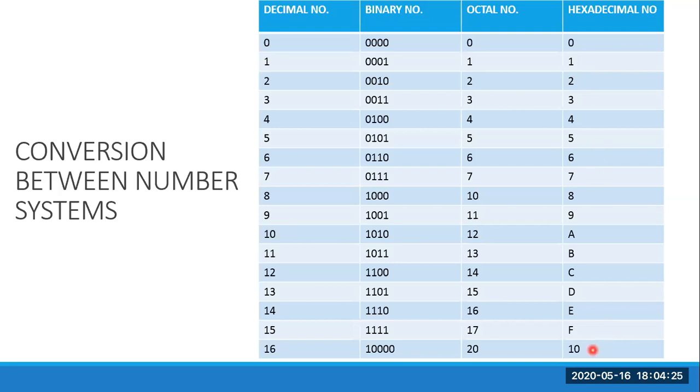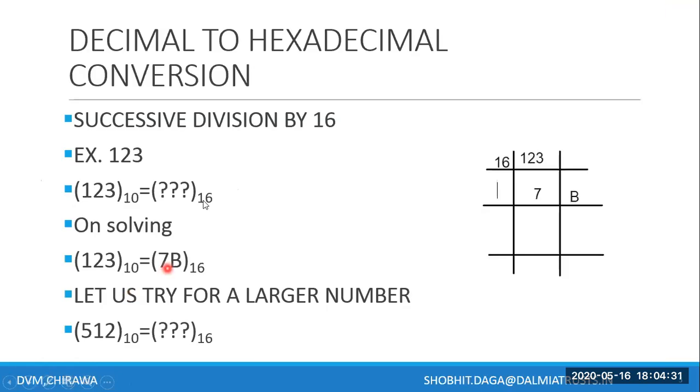Let us look at our conversion. We'll first look at the decimal to hexadecimal conversion. This can be easily done by successively dividing the decimal number that needs to be converted into hexadecimal by 16. Why 16? Because we want numbers from 0 to F to be in the remainder.